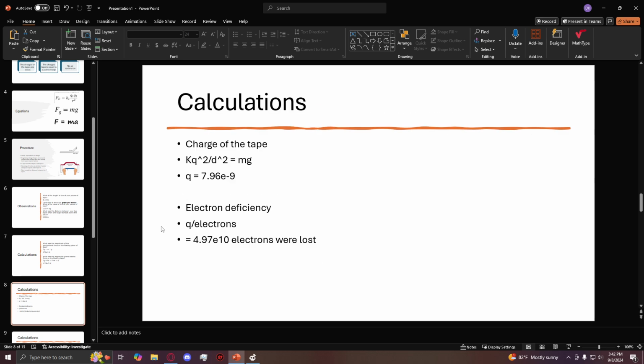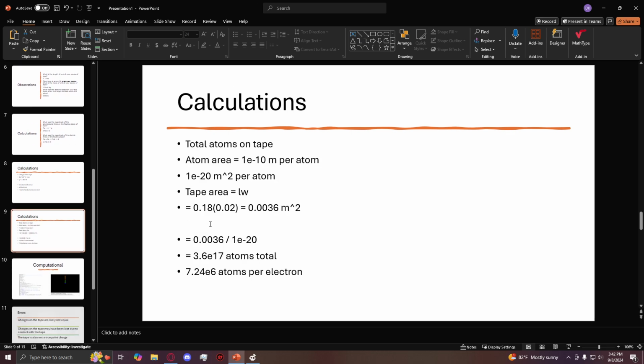For the calculations part 2, I calculated the charge of the tape, and that should be Q is equal to 7.96 e to the negative 9. And I also calculated the electron deficiency, or at least I determined that it was electron deficiency by taking Q divided by the electron charge, which is 1.6 times 10 to the negative 19. And I calculated that 4.97 times 10 to the 10 electrons were lost.